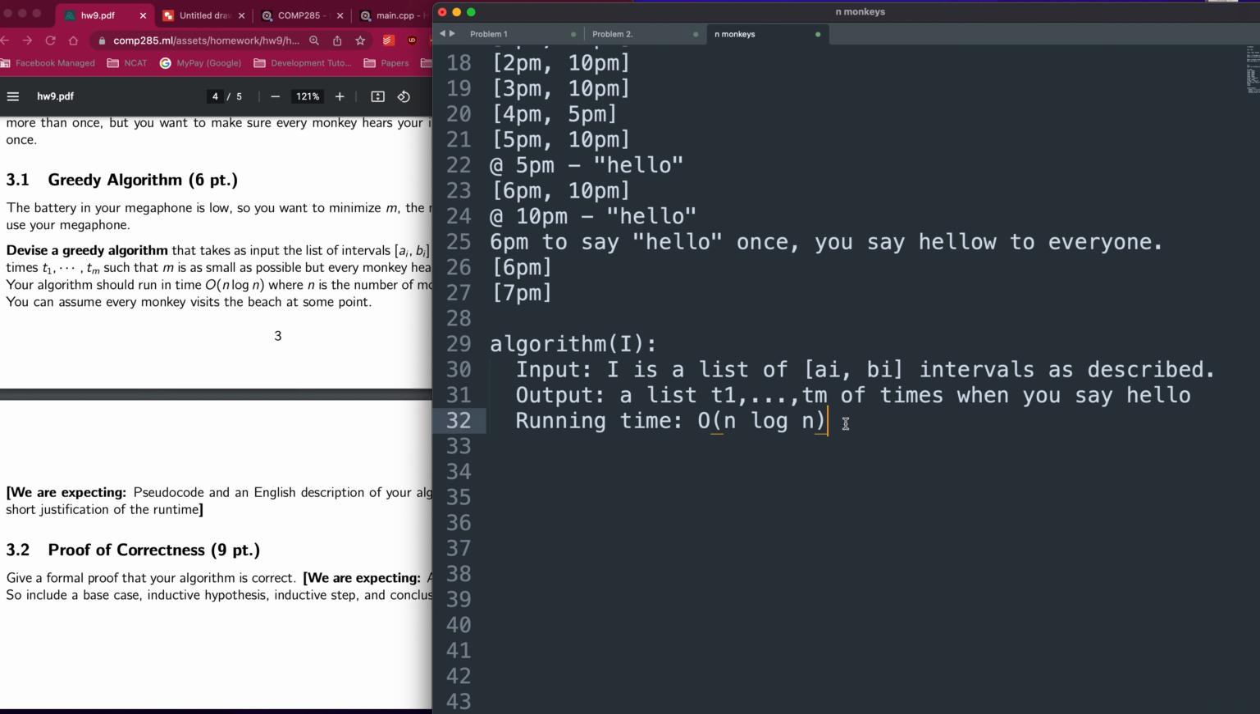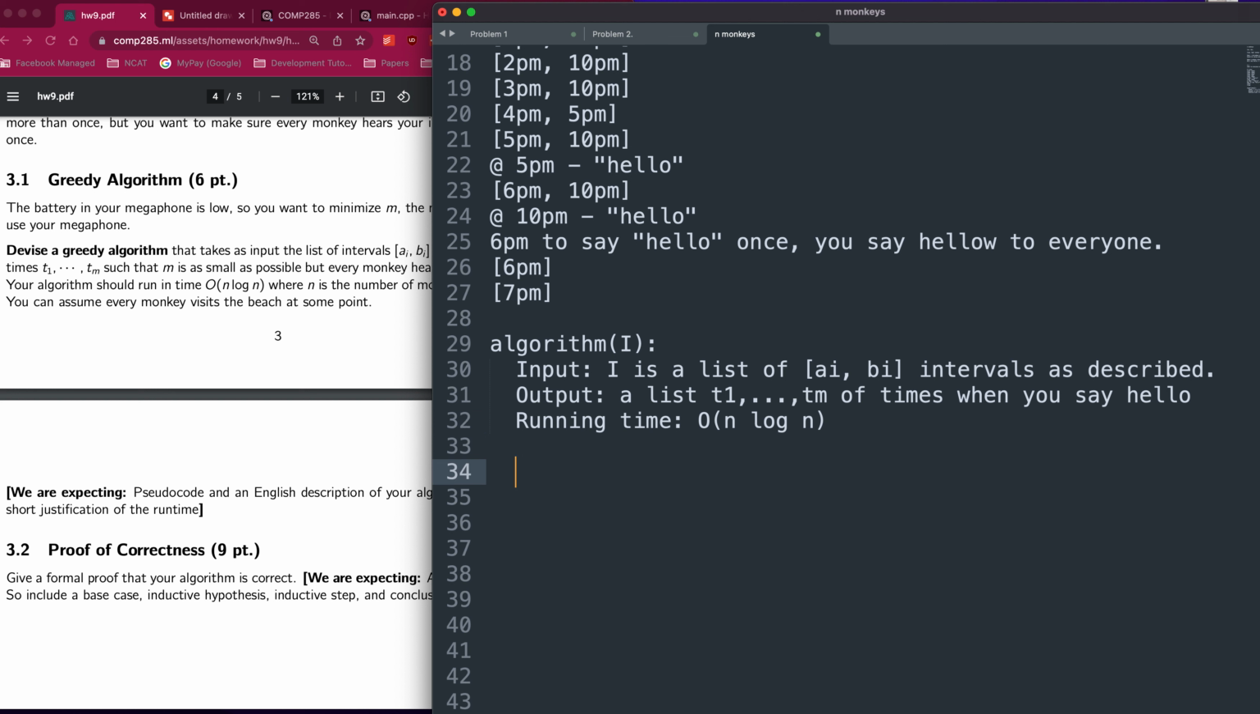So what you want to do then in that case is sort your list of monkeys by the time they're going to leave, right? And essentially every time a monkey leaves, you want to say hello when a monkey that is not already on the beach leaves, right?